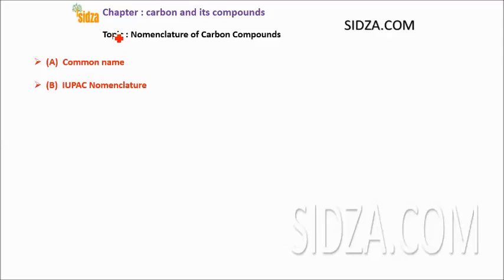Hi students, now in this lecture we will discuss the nomenclature of carbon compounds. There are two systems of nomenclature. One is called the common name, the other the IUPAC nomenclature system. The common name is also called the trivial name. This is the earlier, or you can say the classical, concept of naming organic compounds.